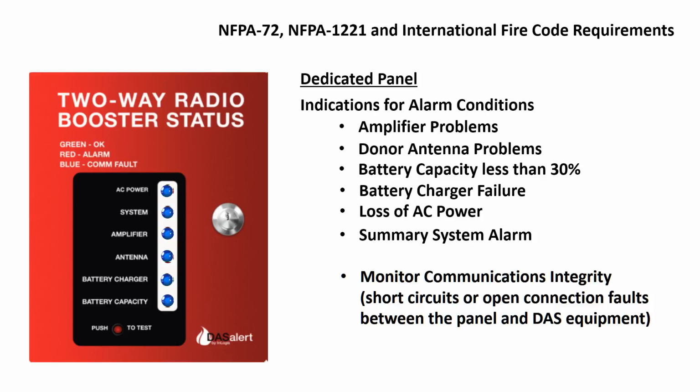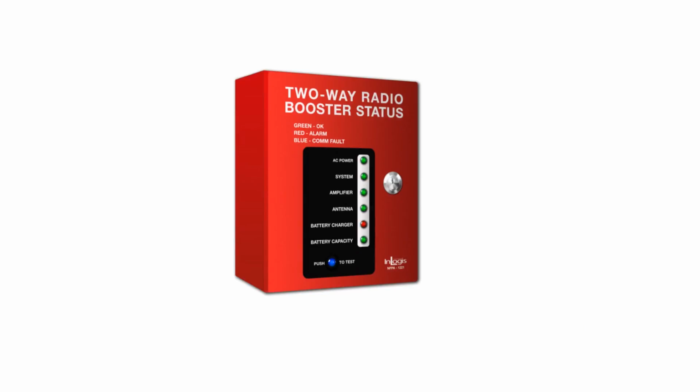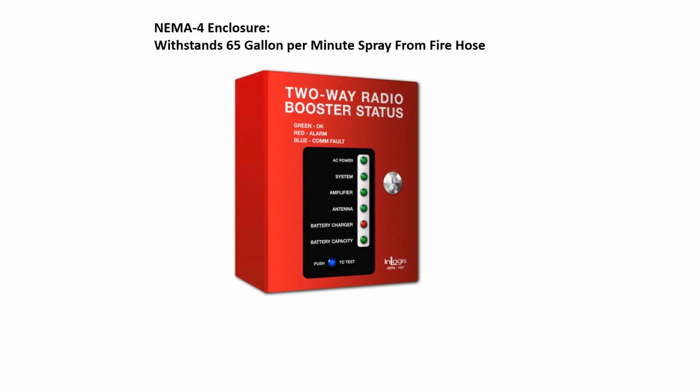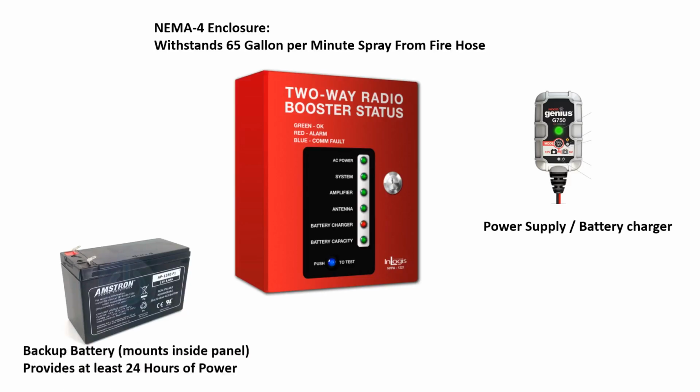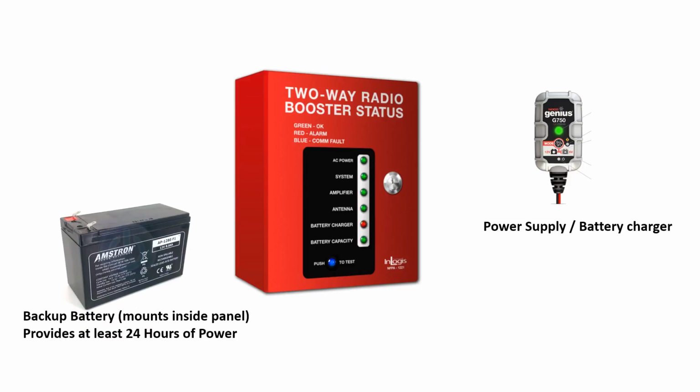So, if a short or open circuit occurs, an appropriate alarm is communicated to the main fire alarm panel in the building. The system's enclosure must be NEMA 4 rated to withstand a high pressure, 65 gallon per minute spray from a fire hose. It must have its own independent power supply and backup battery that provides at least 24 hours of operation. It's housed in a small 10 by 8 by 4 inch enclosure that can be wall mounted, and it weighs only 12 pounds, including its battery.